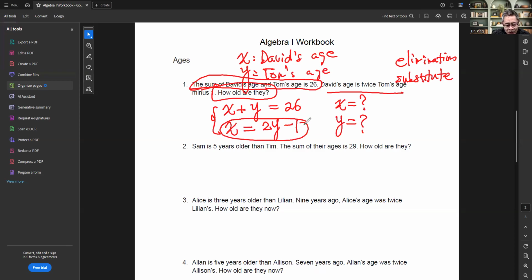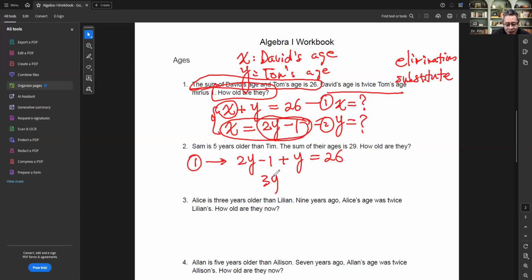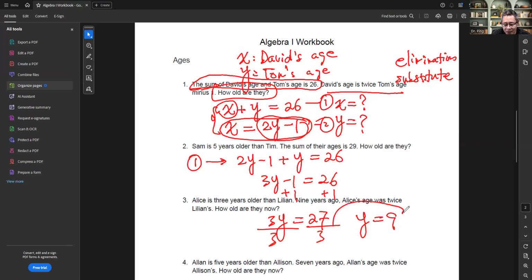So we just substitute X with an expression in Y. That means we're going to substitute this X with 2Y minus 1 in the first equation. That becomes a new equation, which is 2Y minus 1 plus Y equals 26. On this side, combining like terms, it's 3Y minus 1 equal to 26. Add 1, add 1, so 3Y equals 27. Then we divide by 3. Then Y is 9 years old.